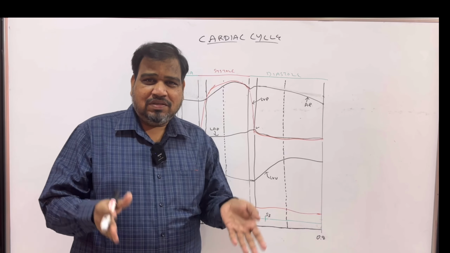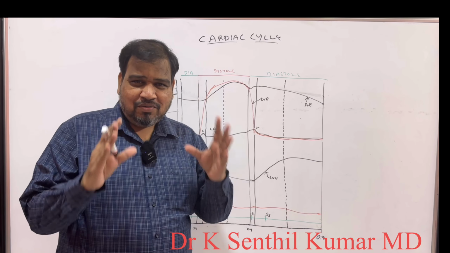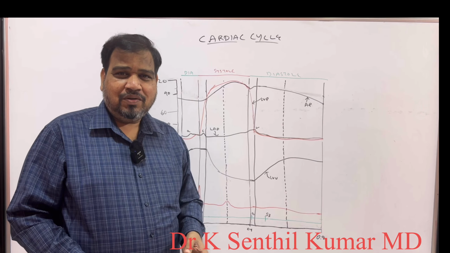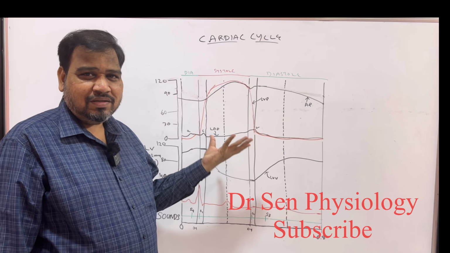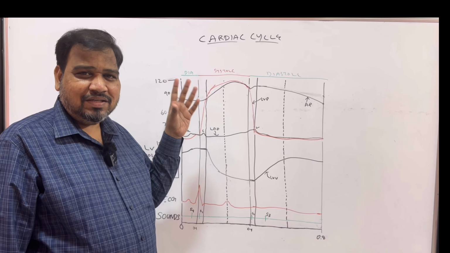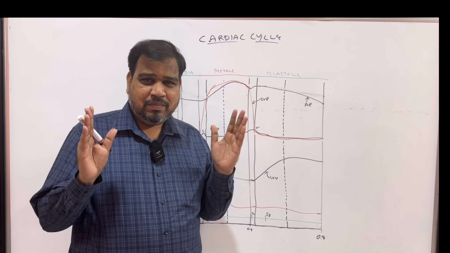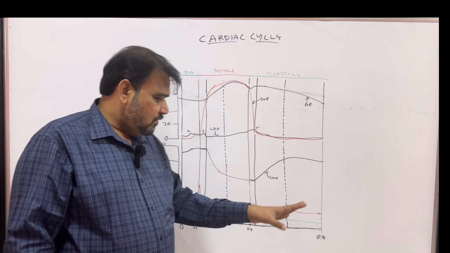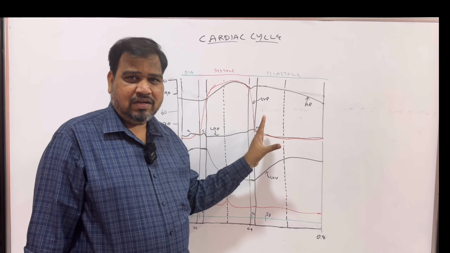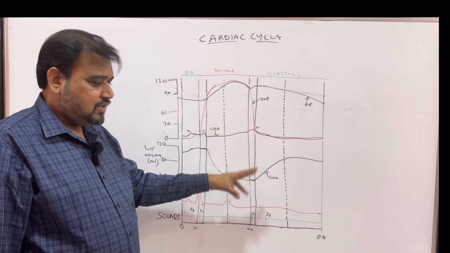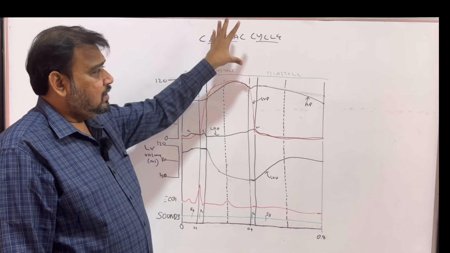The main purpose of this video is to clarify all those doubts, and at the end of this video, you will come to a conclusion that, oh, how simple this topic is. It is a very important topic and it is very easy to understand also. So as I mentioned, at the end of this video, you will be able to decode each and every curve of this Wigger's diagram. So this is the Wigger's diagram, which includes pressure and volume changes during cardiac cycle.